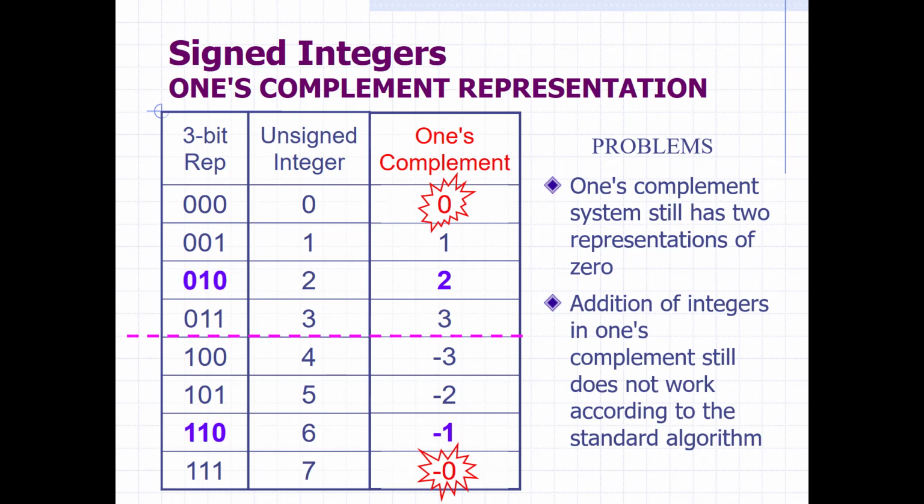When you try to add 2 plus negative 1, you do not get what you expect. In fact, in this case, we would end up with too many bits, which isn't always a problem when we're adding two integers like this. Sometimes it isn't a problem at all. We'll see that when we learn the next one.